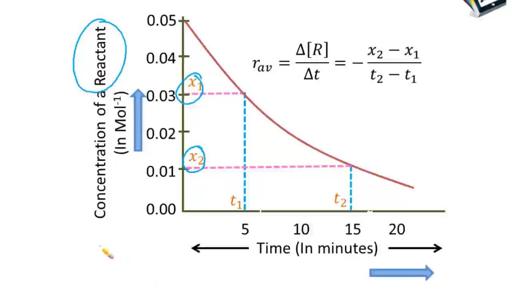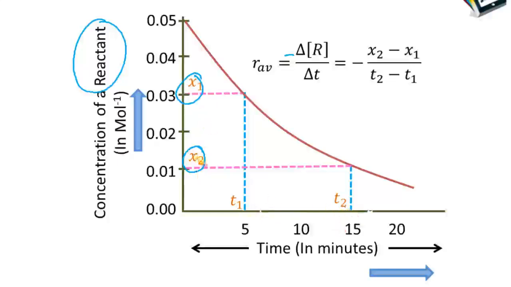So now rate is equal to change in concentration of the reactant upon time, isn't it? So that is equal to minus of (X2 minus X1) by (T2 minus T1). What is X2 minus X1? That is the change in concentration. And what is T2 minus T1? That is the time interval.